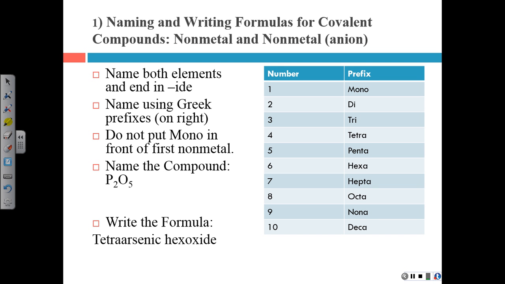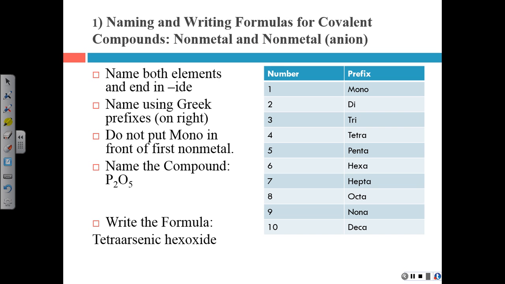If you have a single atom as your first element, let's think of carbon monoxide. Most everybody's heard of that before. You just have one carbon. You don't have to say monocarbon, you can just say carbon. It's understood that there's one. So do not put mono in front of your first nonmetal if you just have one.